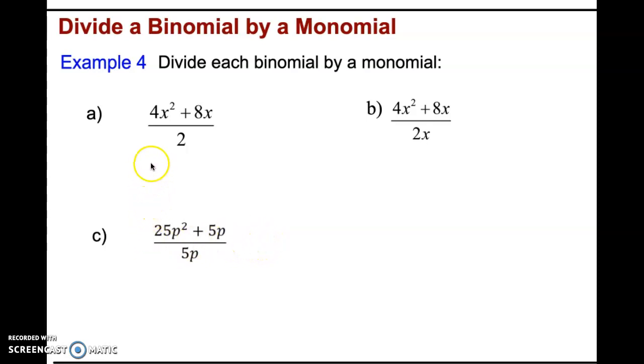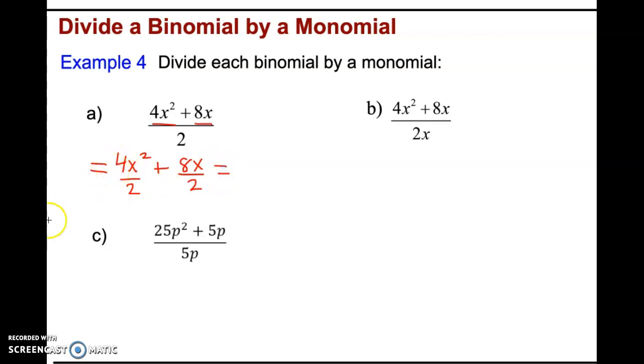And for this example, the first step here is to break up 4x squared plus 8x, and we're going to put them over their own denominator. So we're going to have 4x squared over 2 plus 8x over 2. From there, we're simply going to divide as we normally would.